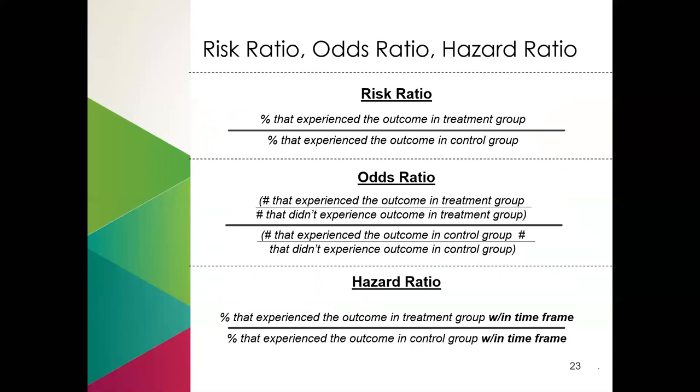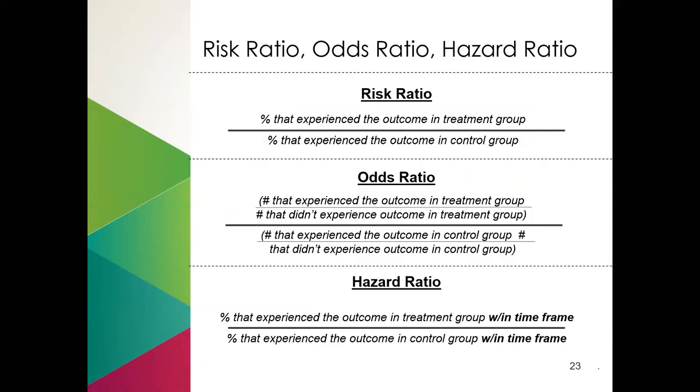But I remember risk ratio as just being the ratio of the percent who experienced an outcome in the treatment group over the percent that experienced the outcome in the control group. I think of the percent of an outcome as being the risk for that outcome, and it's just the ratio between them. For odds ratio, it's the ratio of the odds of an outcome in the treatment group to the odds of an outcome in the control group.